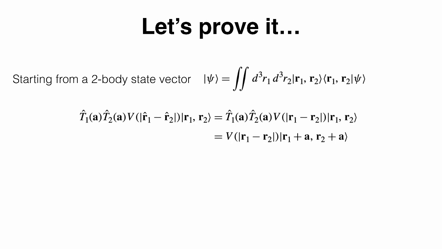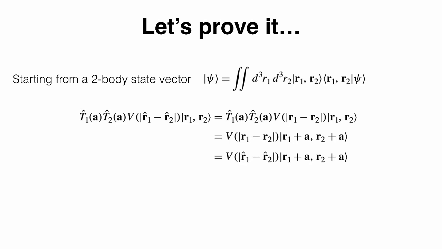Translating over A, the T2 operator does not operate on V. V is a number, is a function, but it operates on R1, R2, and T1, same thing. So in other words, what I do there, I obtain a V of R1 minus R2 times R1 plus A, R2 plus A. Of course, now we see where we are going with this. We can certainly write this.